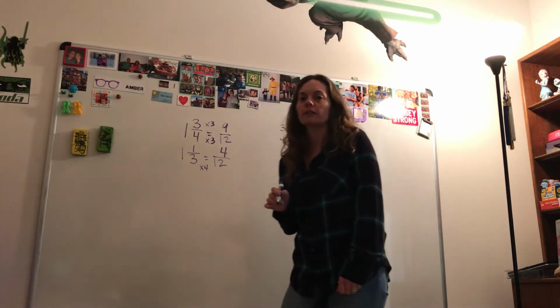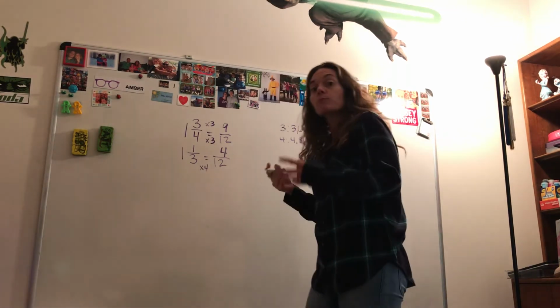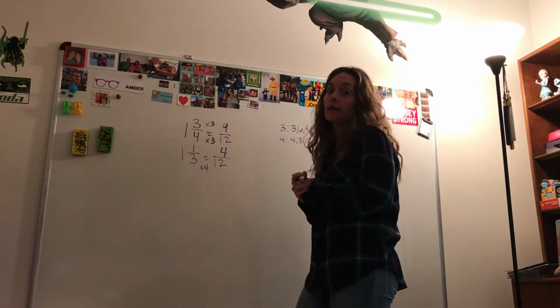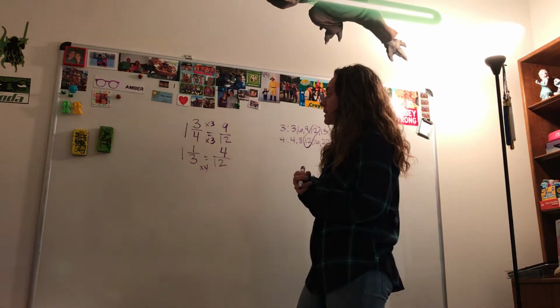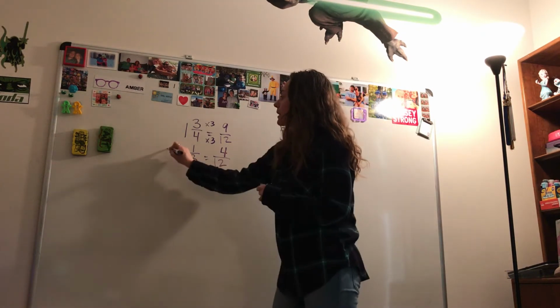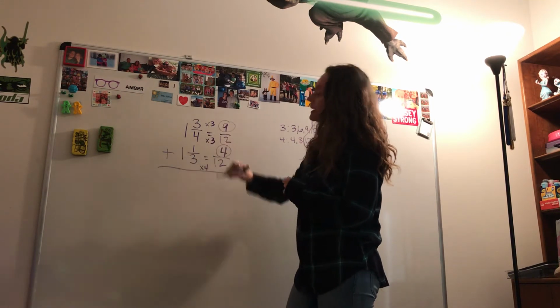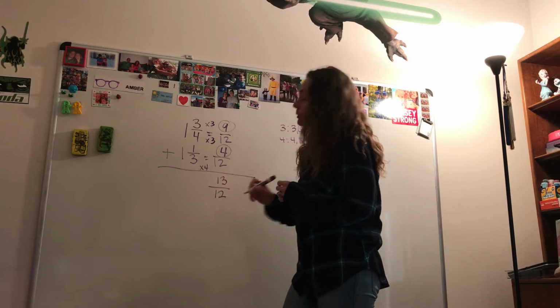If I'm moving too fast for you, definitely go back through and watch my other videos so that you can get more comfortable with finding your equivalent fractions so that you can go ahead and add. Because remember, when you're adding or subtracting fractions, you're looking for the same denominator. So now my denominator is 12, I can go ahead and add these fractions together. I'm going to add 9 plus 4, which gives me 13. I'm going to keep my denominator the same, which is 12.